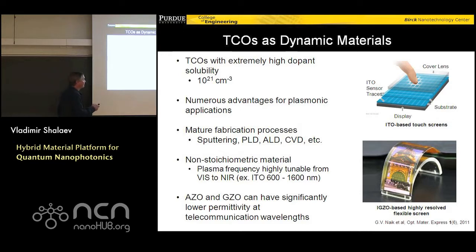It's a non-stoichiometric material, meaning that you could really change its properties dramatically. For example, the plasma frequency here could be tuned over a huge spectral range, from 600 to 1600 nanometers, by changing the charge carrier density. This is like a dream come true. That's exactly what you need for plasmonic materials. I already mentioned that they could have negative, but not that large in magnitude, dielectric permittivity.